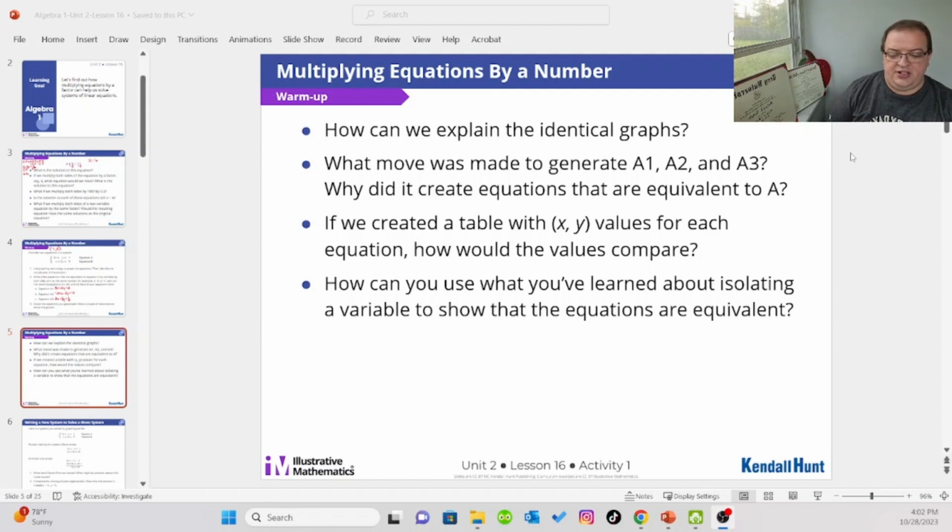If we created a table with x, y values for each equation, how would the values compare? They would all be exactly the same. Every x value would be paired with the same y value. How can you use what you've learned about isolating a variable to show that the equations are equivalent? You can substitute any value in for x and then solve it for y and show that you would get the same answer.